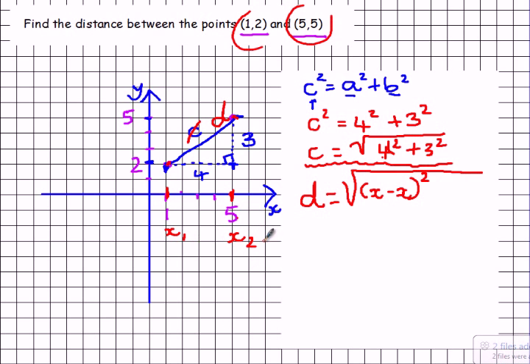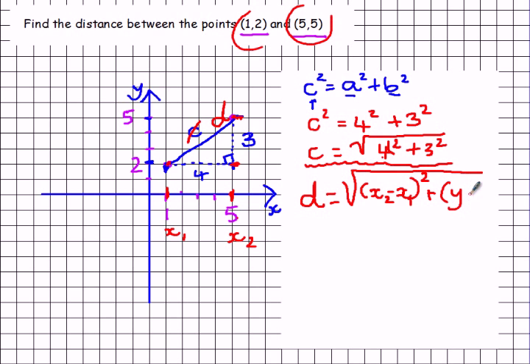It doesn't really matter which one's which, but I'm just going to say, look what we did. We did 5, the second x value, take away 1, which was the first x value. So I'm going to call those x2 and x1. So that's how we got the 4. We took the two x values away. How did we get the 3? Well, that was the difference between our two y values. We did 5 take away 2, and we got that 3. So that's what we need to put in here.